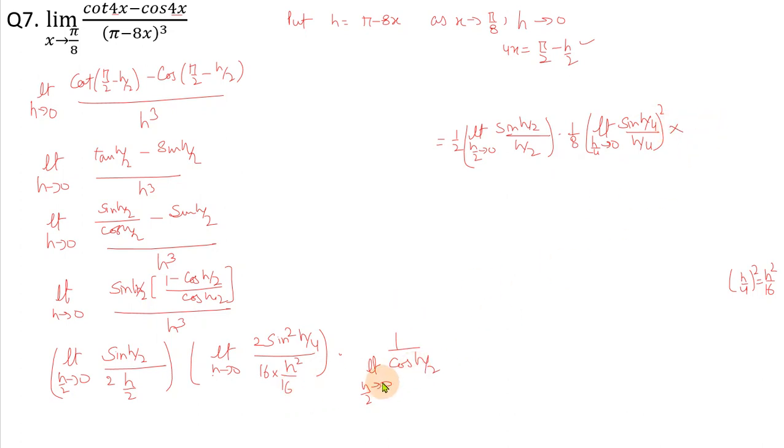Into this term, cos h by 2 as h approaches 0, you can write cos 0 is 1. So now we have this term equal to 1. This is again equal to 1. So 1 by 2 into 1 by 8, that is 1 by 16. And this is the answer. So you have to keep in mind all the formulas of trigonometry.